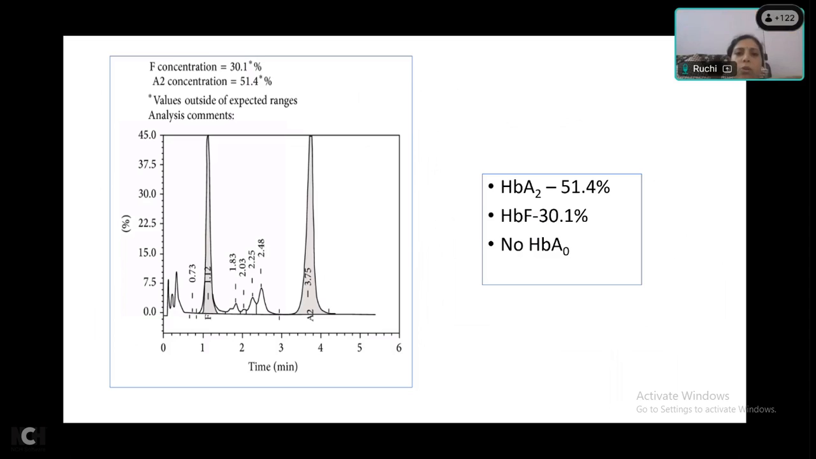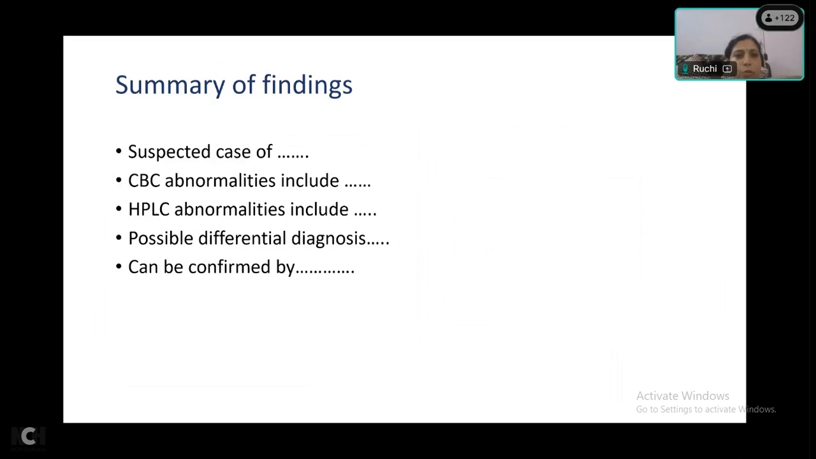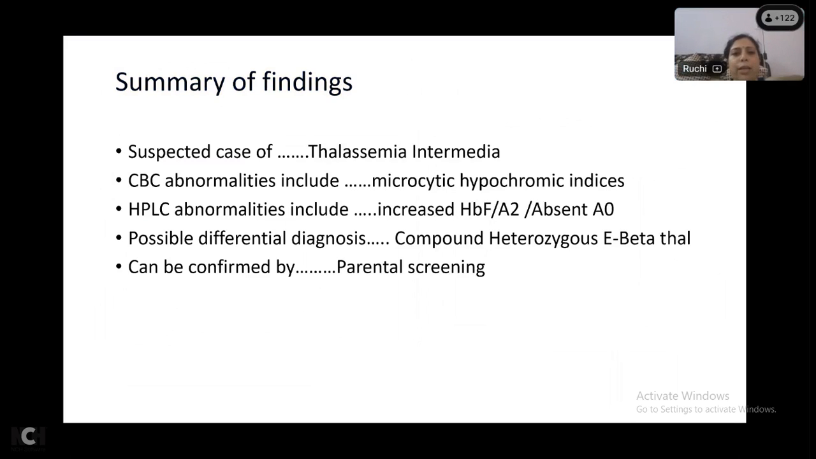Very good. We have to look at the parents. So again we answer these questions: it is a suspected case of what? What does the CBC look like? What are the HPLC abnormalities? What are possible differentials? And how to confirm this? So thalassemia intermedia clinically by the history.